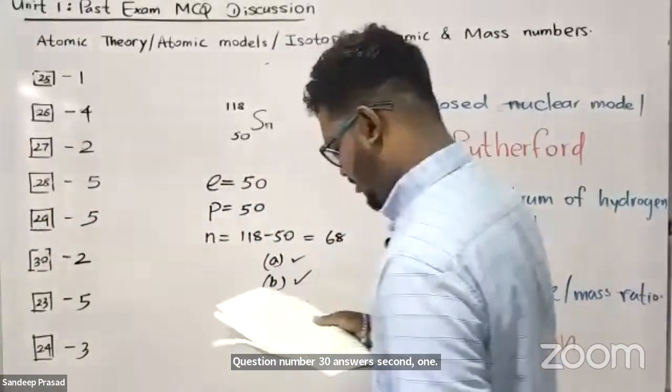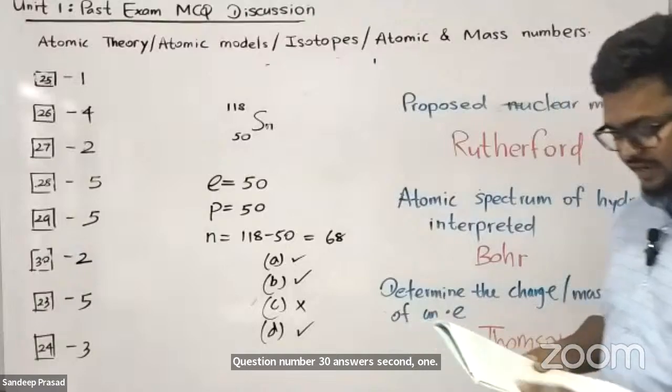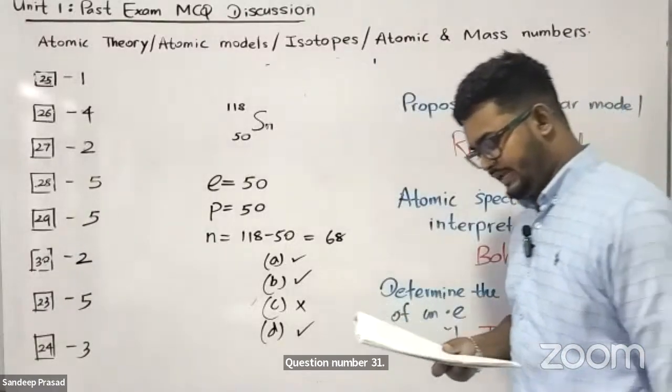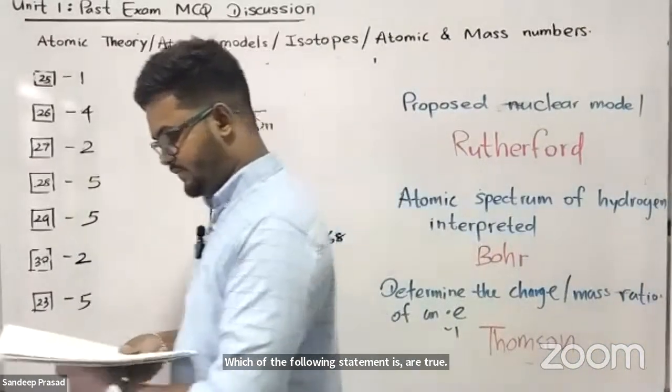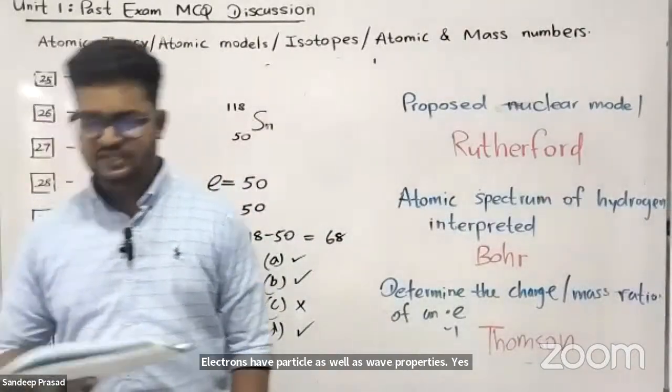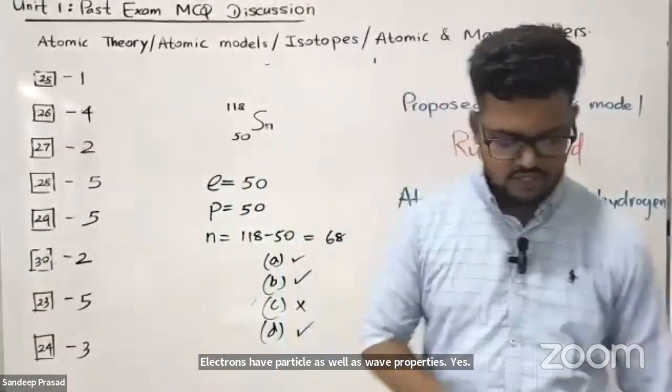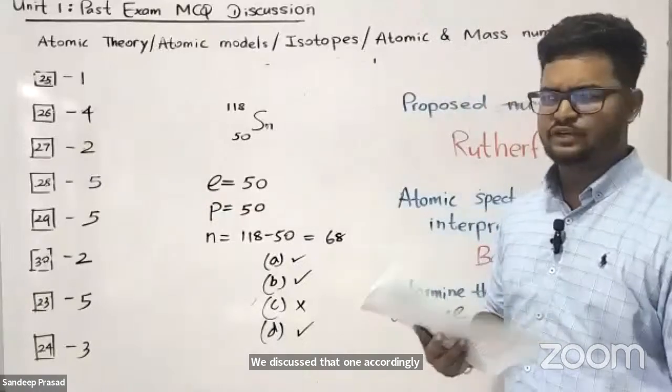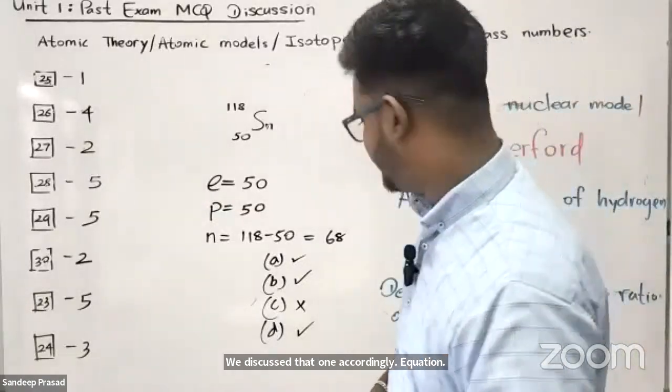Question number 31. Which of the following statements are true? Electrons have particle as well as wave properties. Yes, we discussed that one according to the de Broglie's equation. A proton is heavier than neutron. Is that correct? I told you that at the beginning.